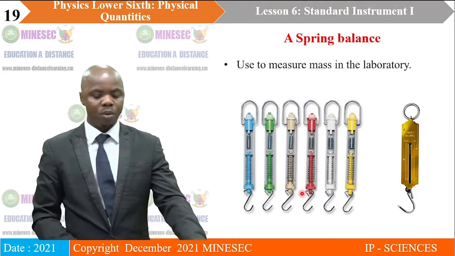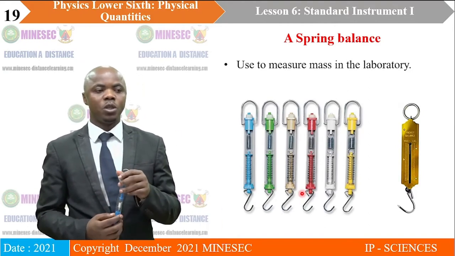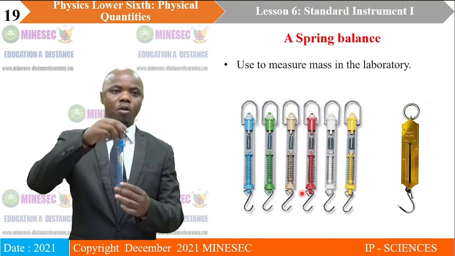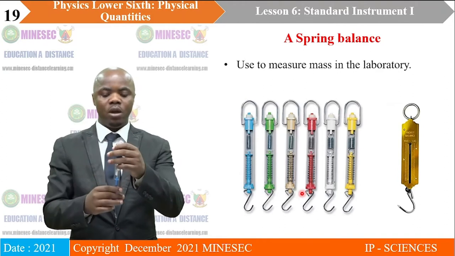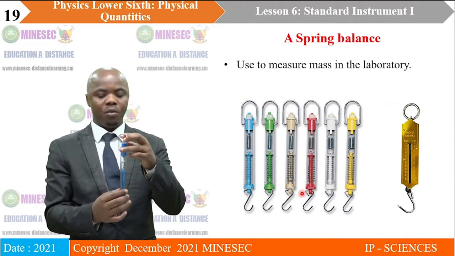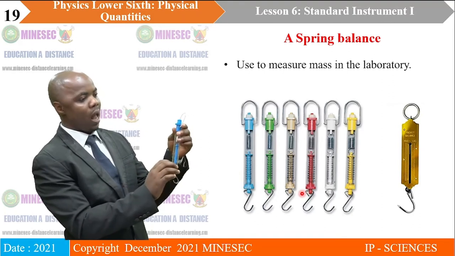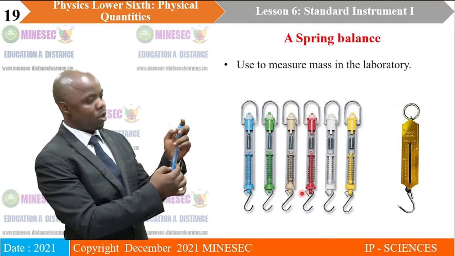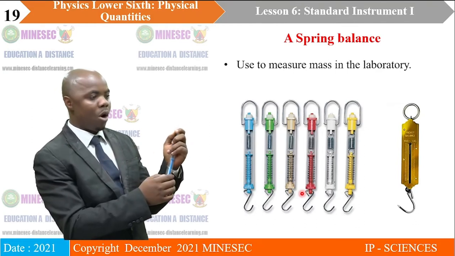The next instrument is the spring balance. The spring balance is used to measure mass. And in our laboratory, we have different types. Two are displayed on the screen. We have this one that measures up to 500 grams. And we have the other one that can still measure up to 100 grams.